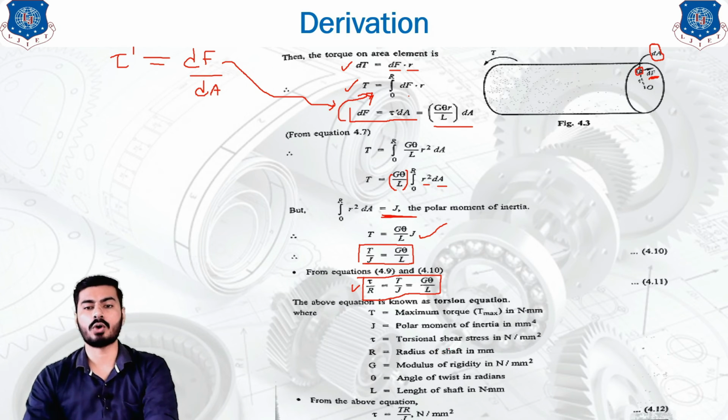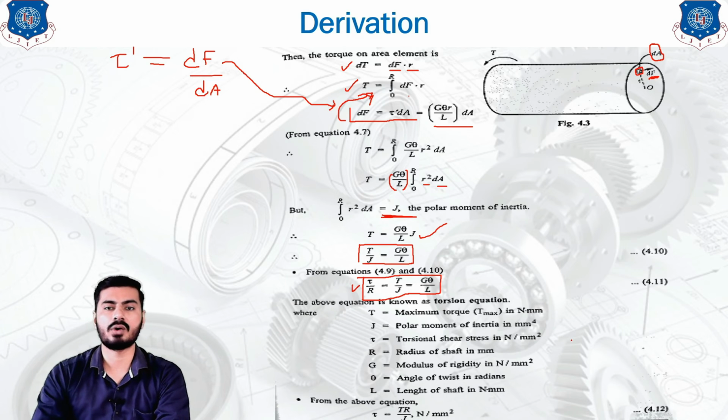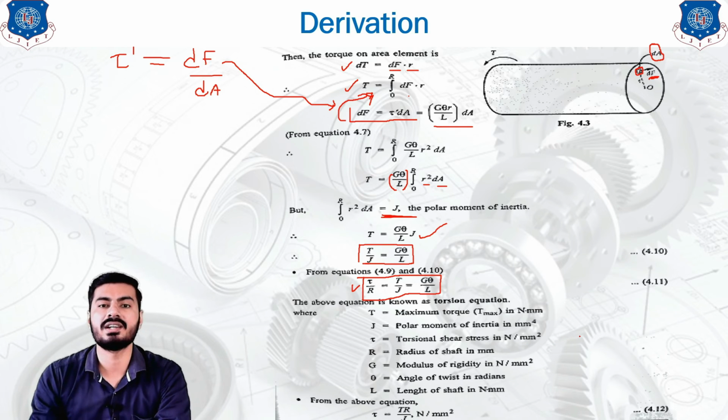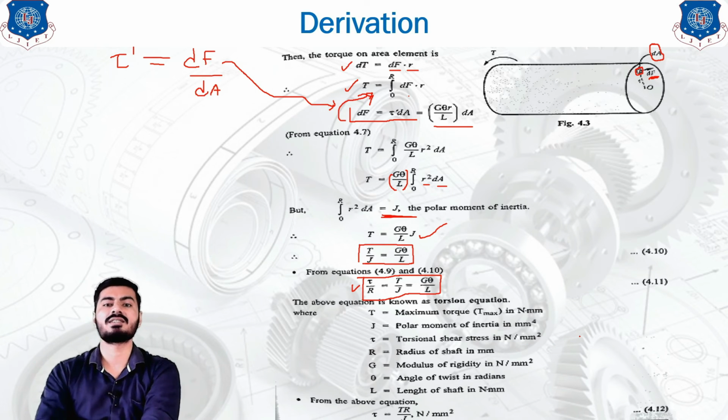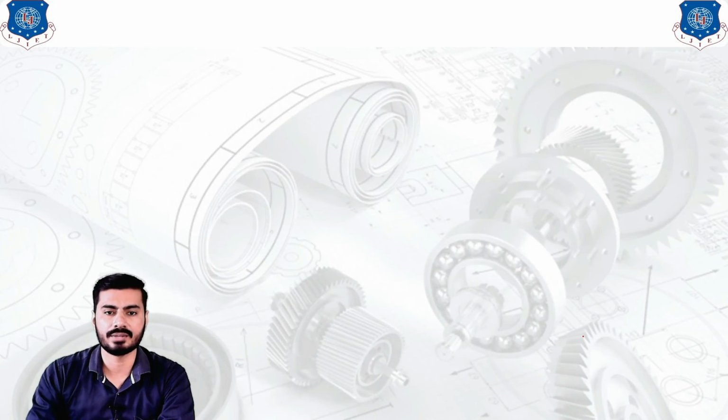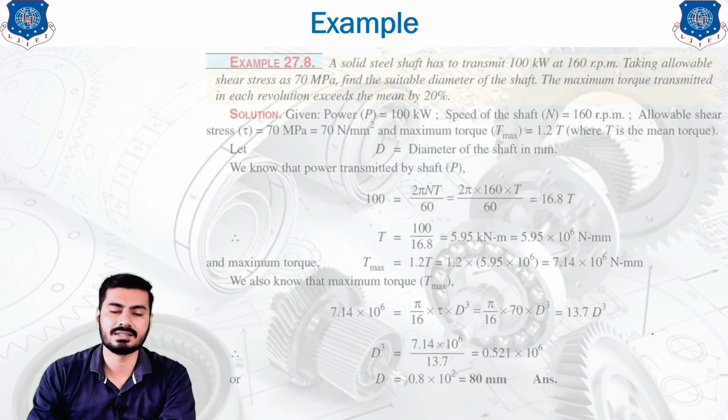So, this is the torsion equation which we were talking about, and which will help you to solve the examples of this chapter, as well as help you derive other equations regarding this chapter. This is the most important derivation which can be asked in your examination, for 5 to 7 marks, and that is why we will see one example regarding this equation.